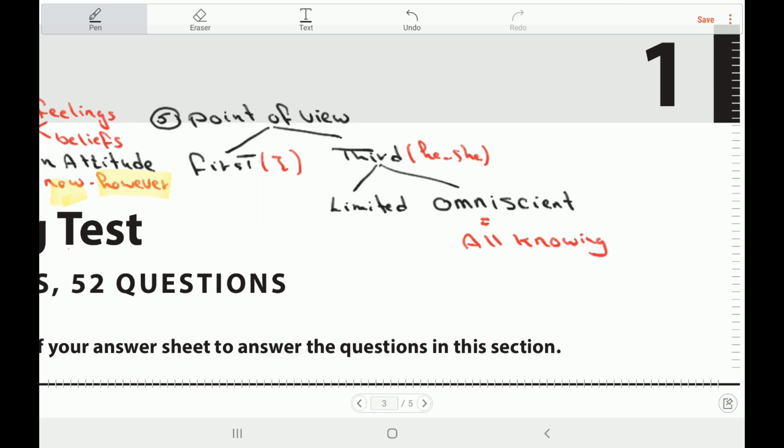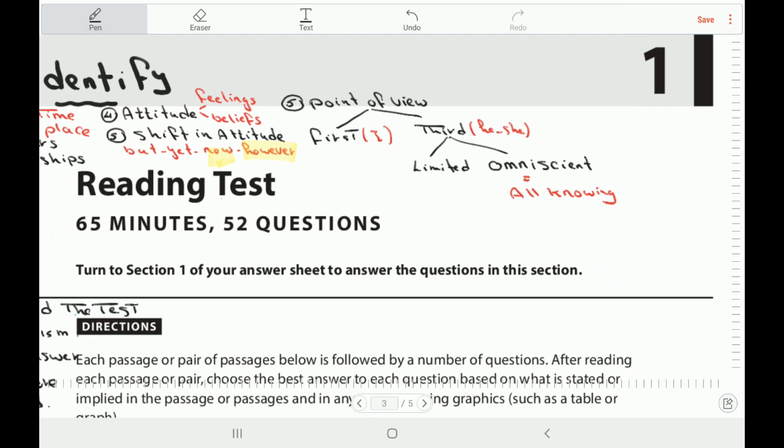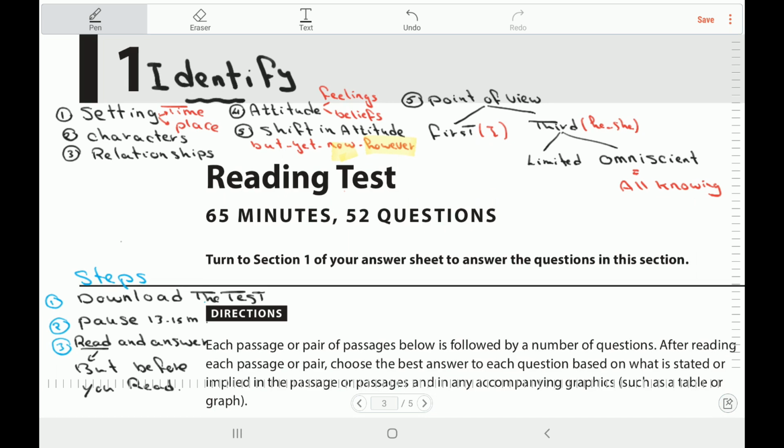We have 2 kinds of third person, limited and omniscient. Limited means limited only to one character. Omniscient means we know everything about the character, all the characters. So the narrator is Mr. Knows. He knows it. What do they feel? What do they think? Everything. Okay? So remember the 5 points. Just write them down. Okay? Setting, character, relationship, attitude, shift, point of view.